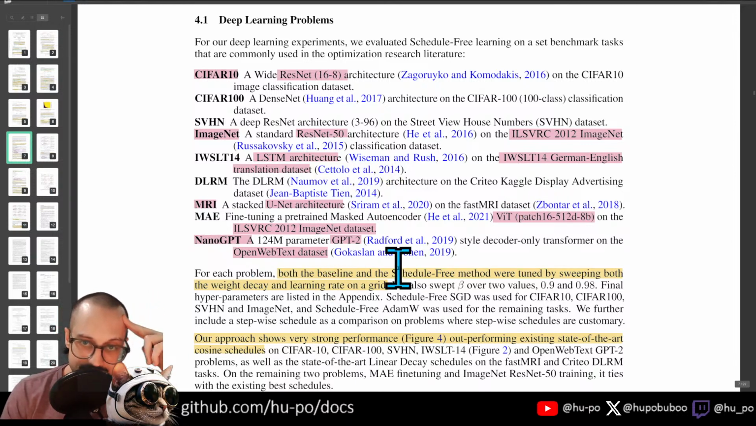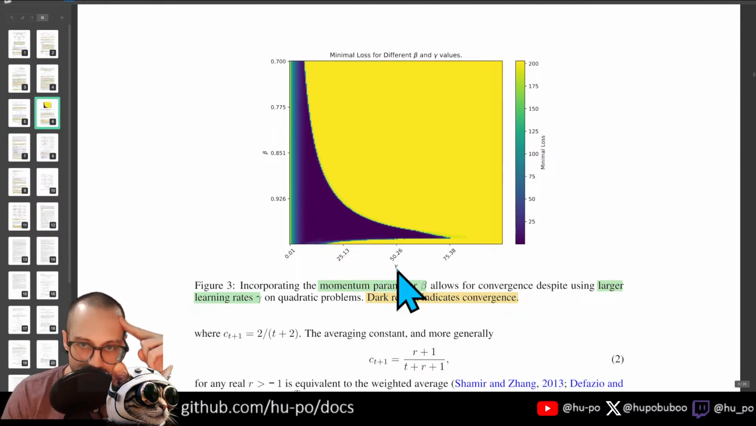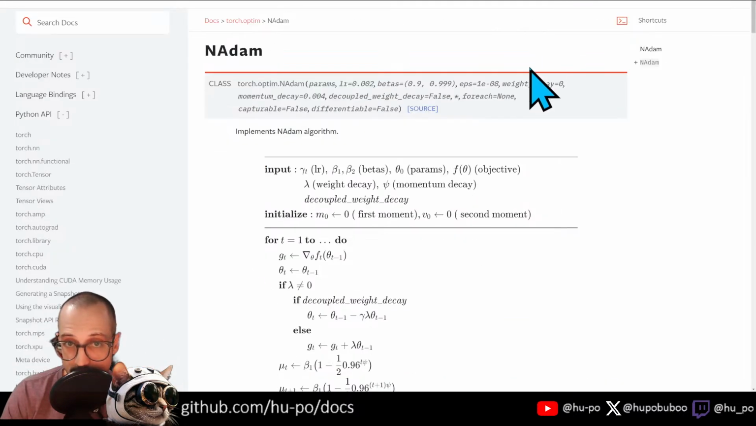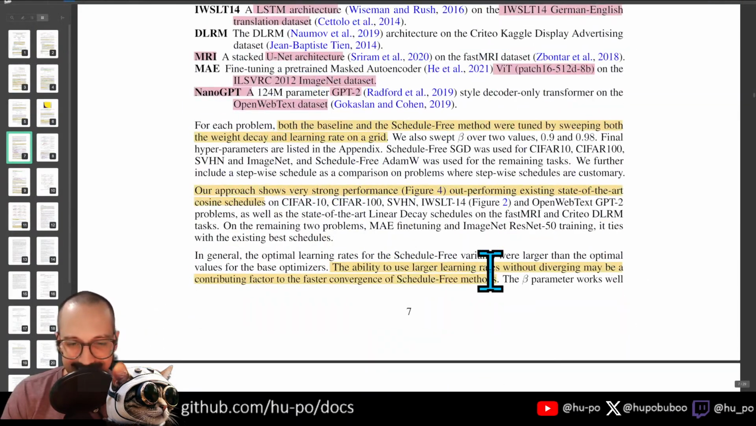Both the baseline and the schedule free were tuned by sweeping both the weight decay and the learning rate on the grid. So this is kind of what they're doing here, right? They have to tune the learning rate and the weight decay, which is separate from this momentum parameter. So there's actually a third hyperparameter that they want to tune, which is the weight decay, which also exists for most of these optimizers. So it still has all the same hyperparameters.